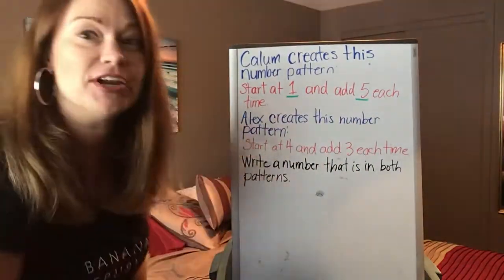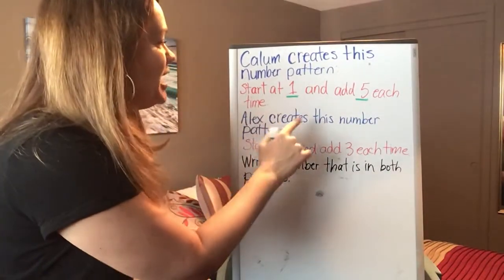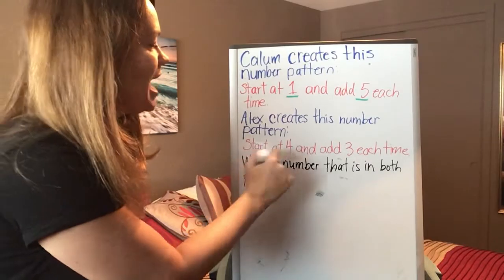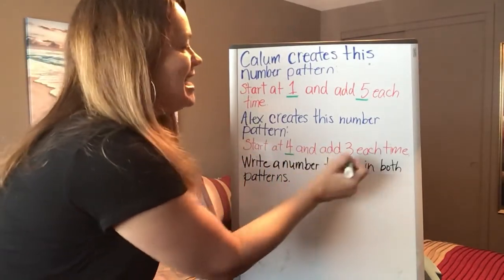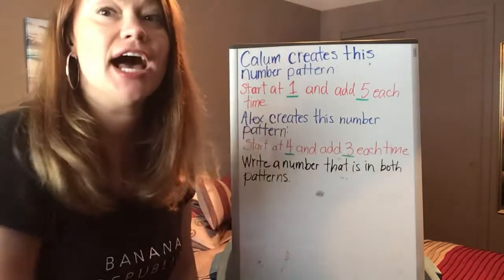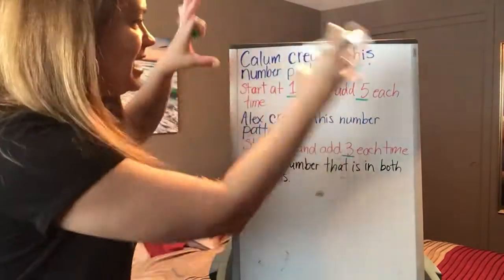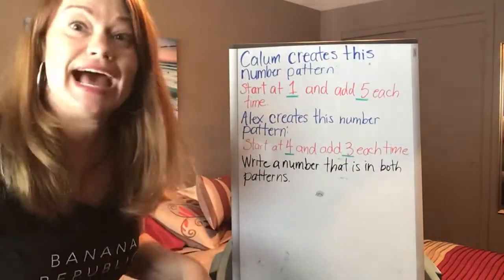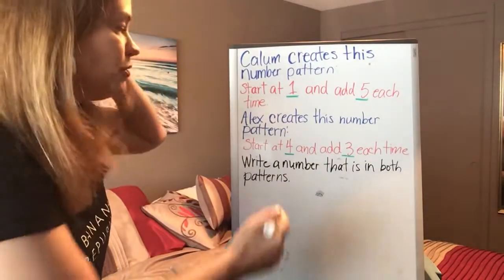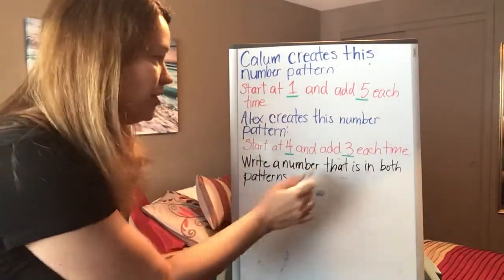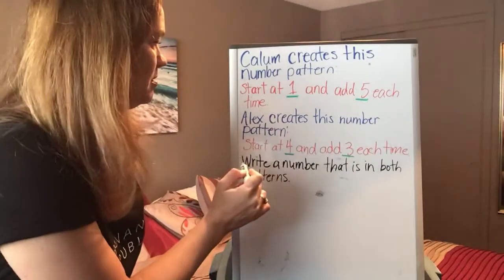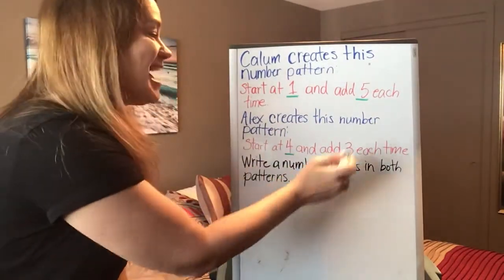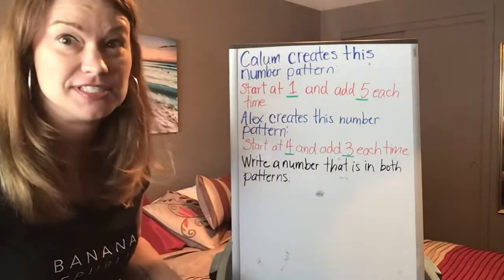Now the second part here says, Alex creates this number pattern. So her number pattern says start at 4 and add 3 each time. So that's my information. Now I have the task of what I have to do. So what they're asking us to do is write a number that is in both patterns.